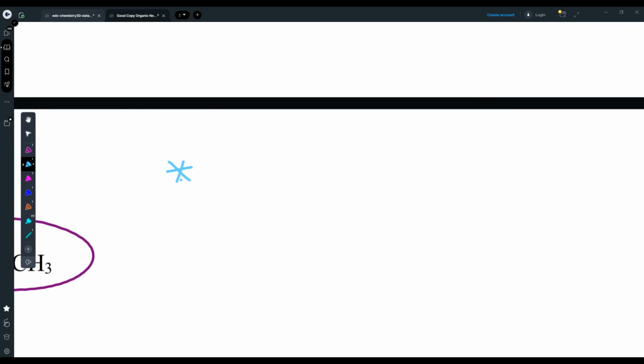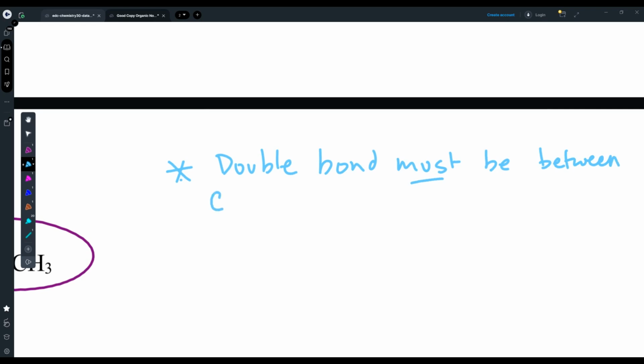So let's make sure to write a note here. Double bond must be between carbon 1 and carbon 2, but make sure that branch gets lowest possible number.